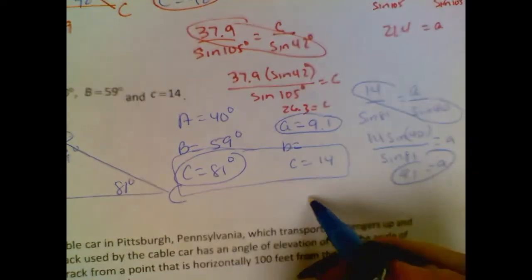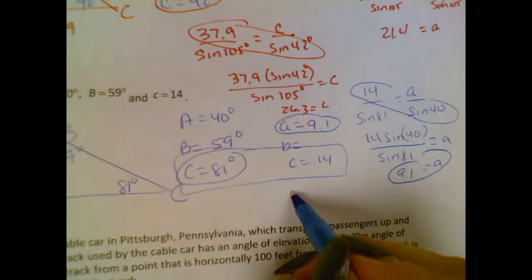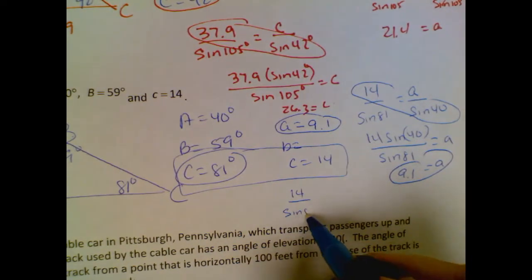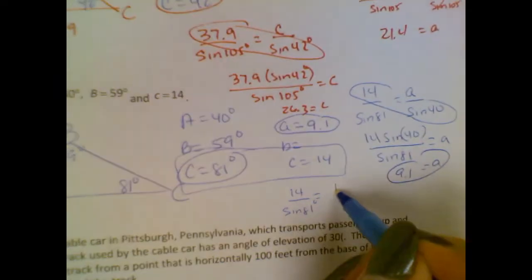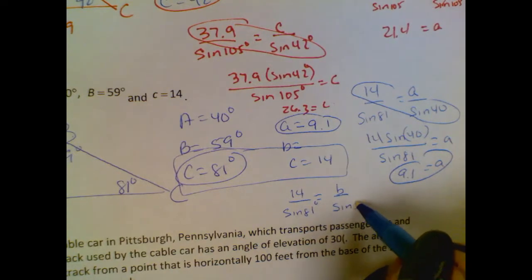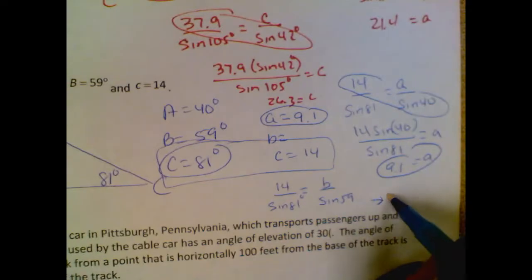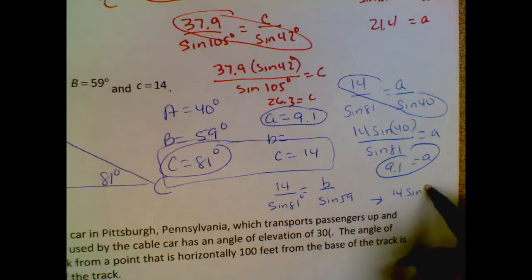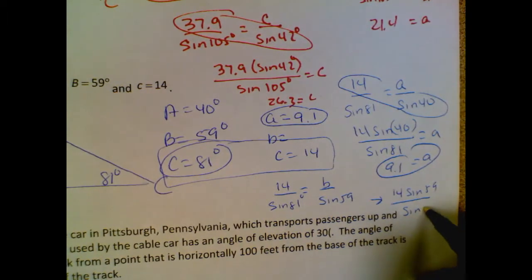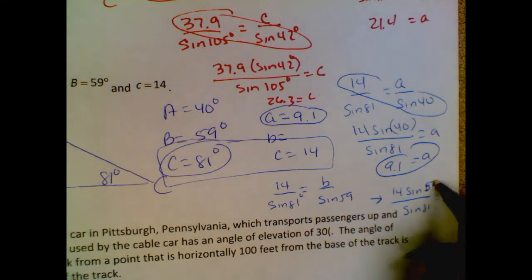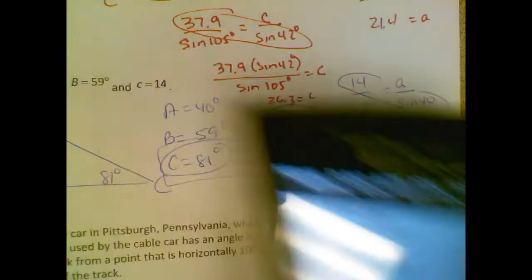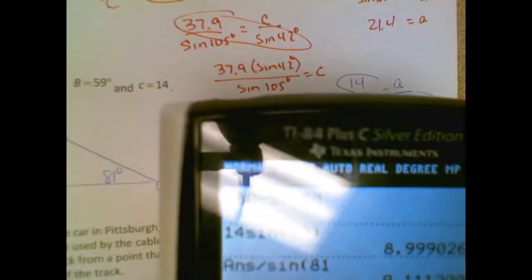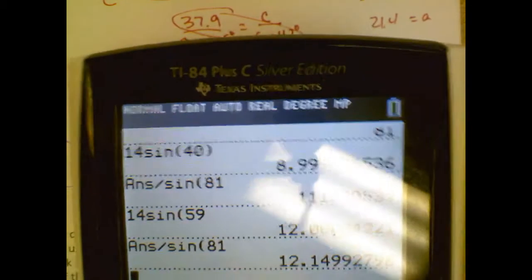And little b, let's use our C ratio again. So you have 14 over sine 81. That's your C ratio. And now we're going to set this up to the B ratio. Sine of 59. So over here we have 14 times sine 59 divided by sine 81. All this equals B. So you have 14 sine of 59 divided by sine of 81, 12.1.